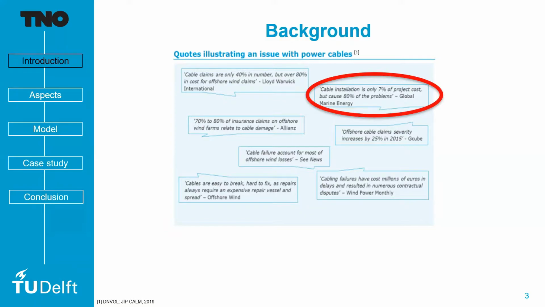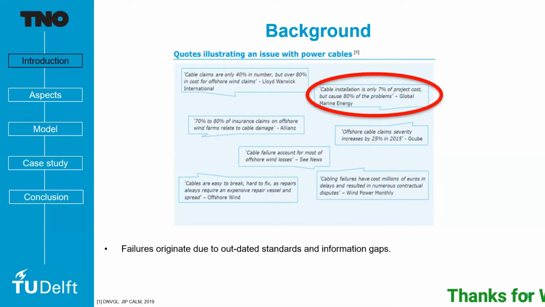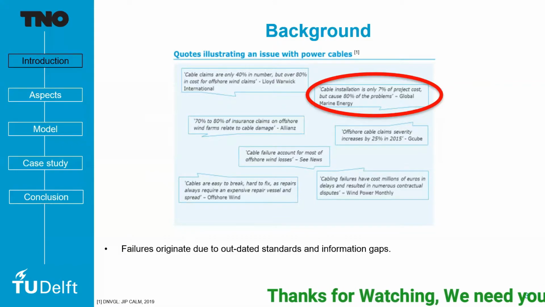And why is this happening? And why during the installation phase? That's what we will use for the basis of this model. Failures originate due to outdated standards and information gaps. So currently, the standards that are in the offshore wind industry for cables are outdated.